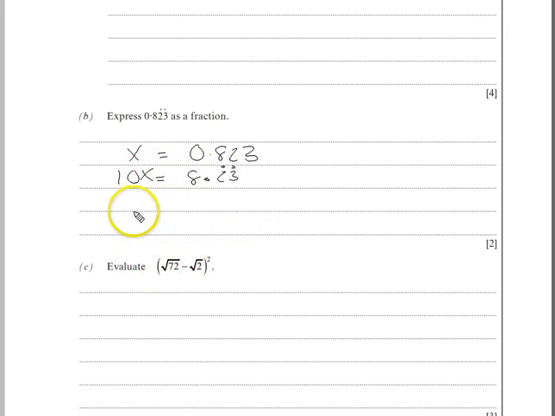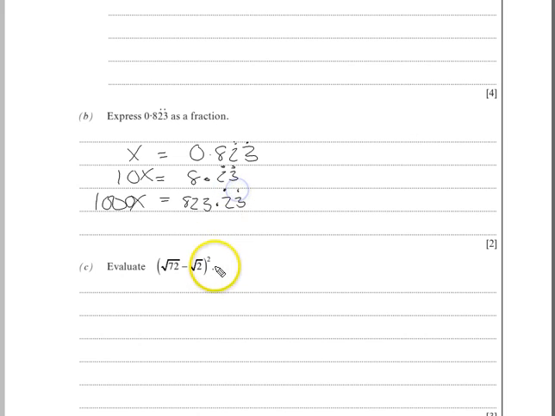Now if I do 100x, or 1000. Yeah, let's do 1000x, sorry. 1000x. That means we're going to move this forward times by 1000, you move it forward 3 times, so it's 823. And then because this is recurring, the 2 3 repeats here as well, doesn't it?